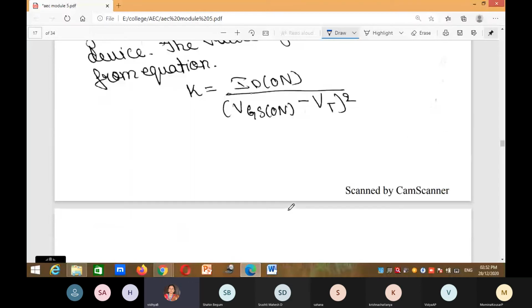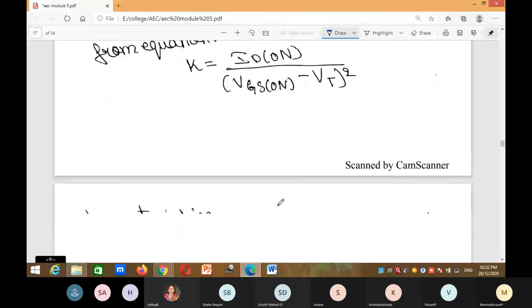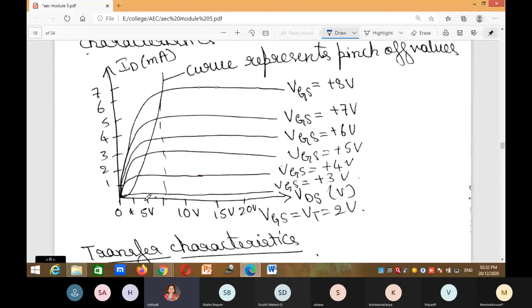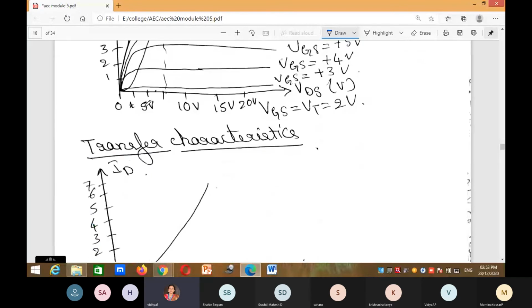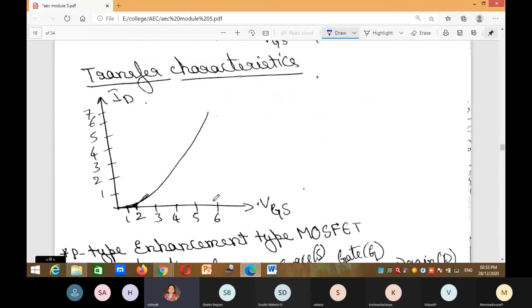Next is the characteristics. This is the transfer characteristics, and this is the characteristics of VDS versus ID. The curve represents pinch-off values. You already know what pinch-off voltage is. Transfer characteristics here also, VGS versus ID.